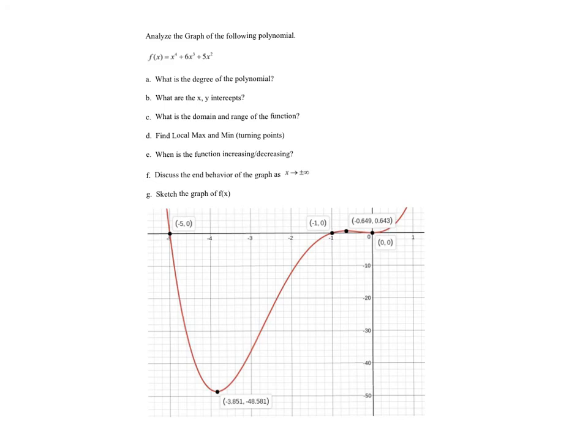So the first thing we want to know is what the degree of the polynomial is. Now, because we have the equation, not only do we know if it's even or odd, but we also know what the actual degree is. So we look, our greatest exponent is 4. So it is going to be a degree 4, which makes it an even polynomial.